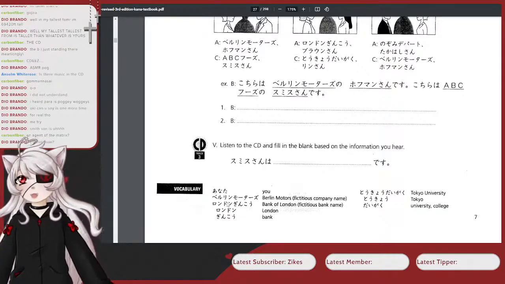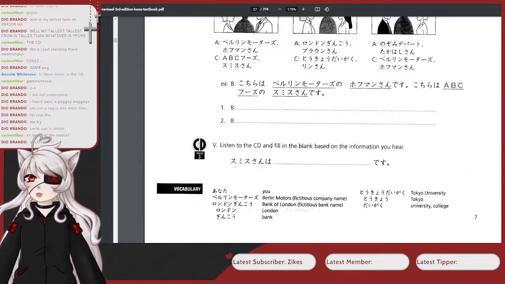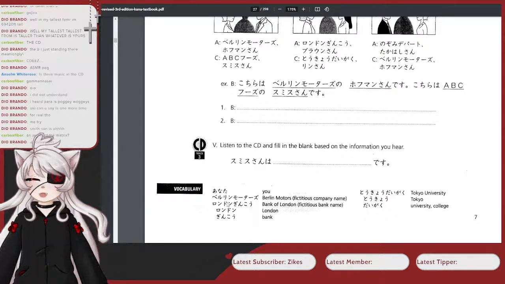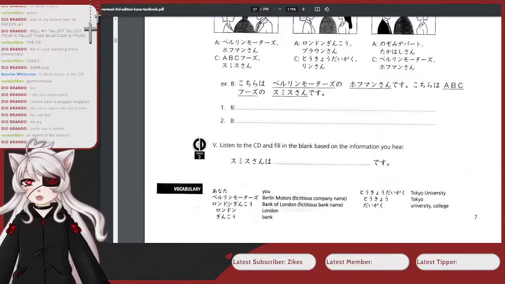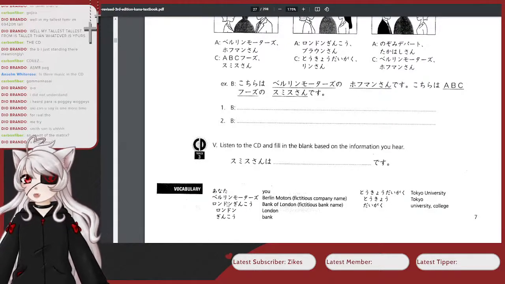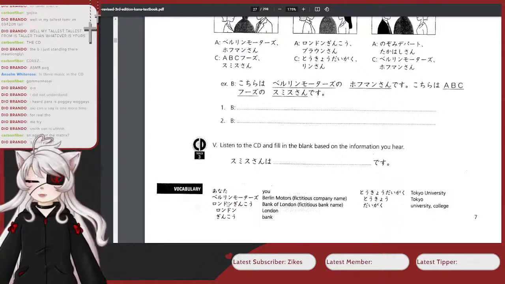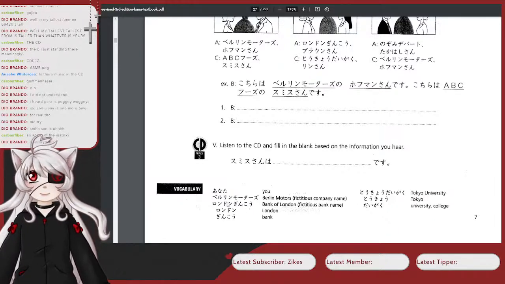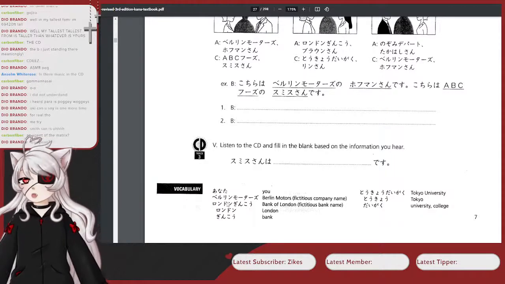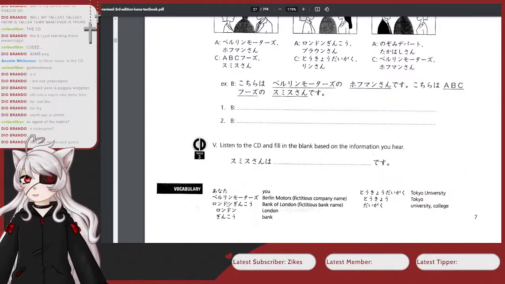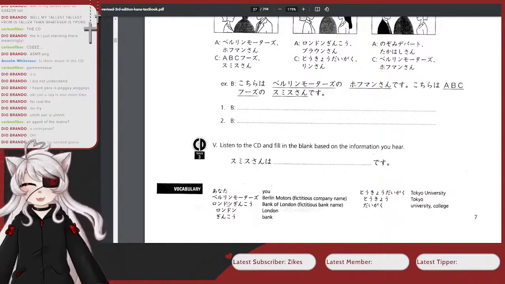A salaryman. No. Bengoshi is an attorney or a lawyer. So "Smith-san wa bengoshi desu" is Mr. Smith is a lawyer or attorney. Good job. Good try though. That was my second guess.